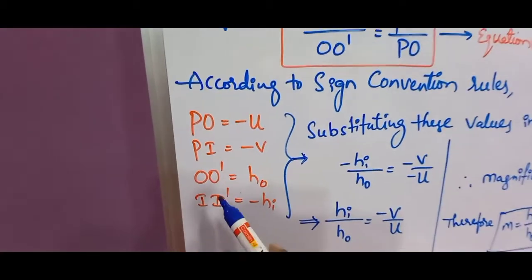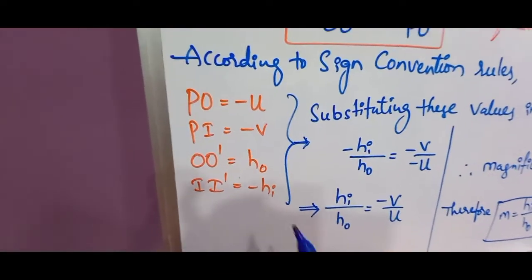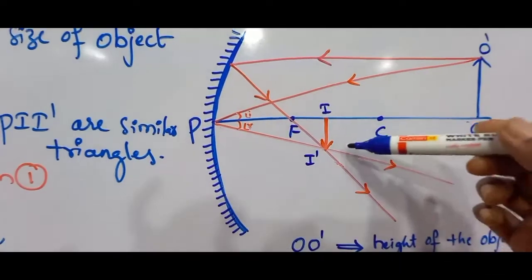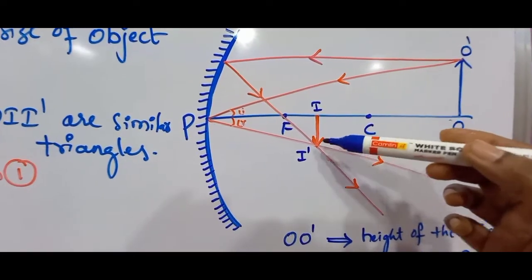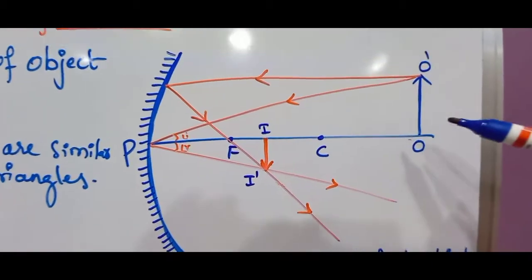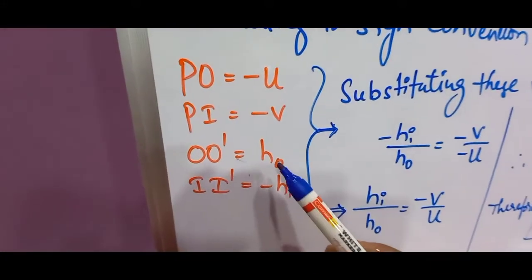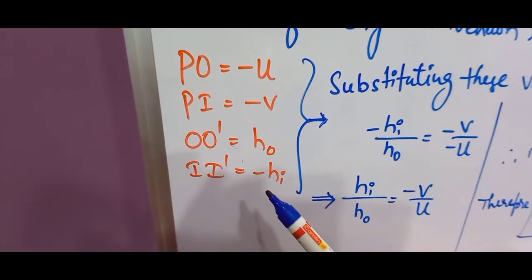O dash is the height of the object, I dash is the height of the image. The height of the image should be taken as a negative quantity, because we measure it by going in the downward direction from the principal axis, and a measurement taken downward from the principal axis is negative. The object is in the upward direction from the principal axis, hence it is taken as a positive quantity. O dash, the object height, is positive, whereas I dash, the image height, is negative.